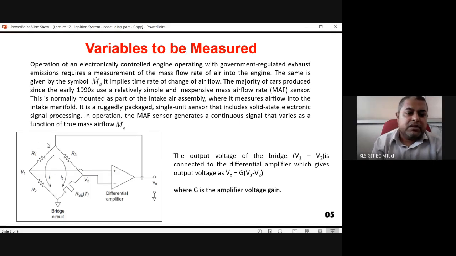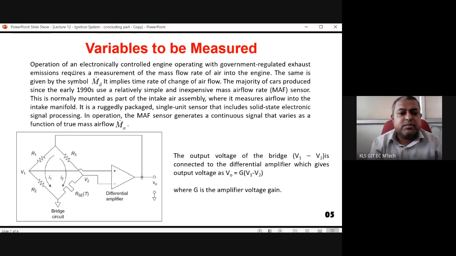So input is given. Whenever there is an airflow on this heated coil, it will change the value of the RAC to a greater extent. So that will actually change the voltage at V2. And V1 is a constant thing. So V1 minus V2 will keep on changing depending on the change of resistance RAC value. And the resistance RAC value changes depending on the value of airflow through the MAF sensor. So this is more or less the understanding of how the MAF sensor works. So MA dot is sensed, that is how much is the rate of change of airflow through this sensor.